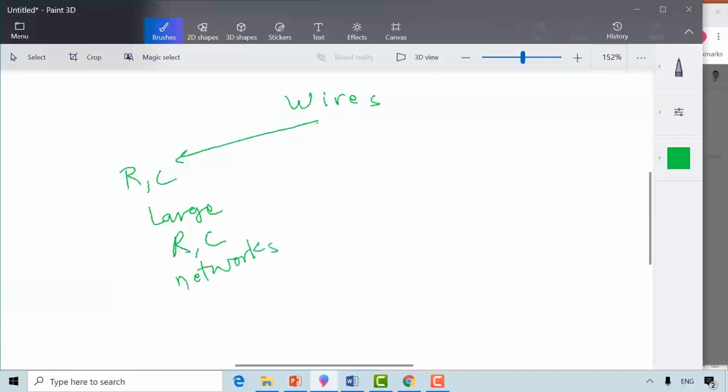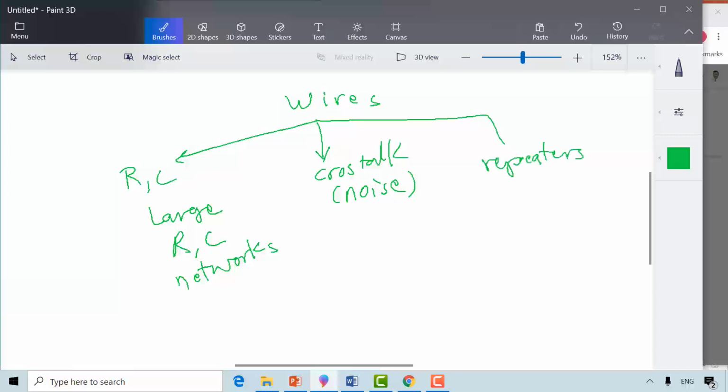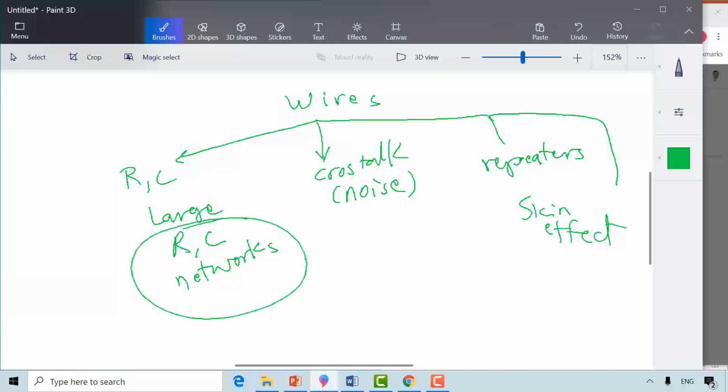And then move on to crosstalk, which is basically the main source of noise, and then repeaters, and then skin effect. Okay, so we're going to look at those large RC networks.